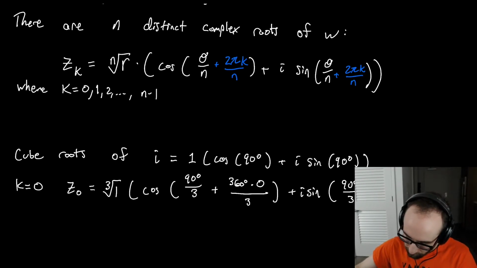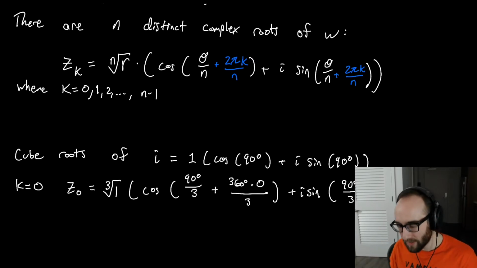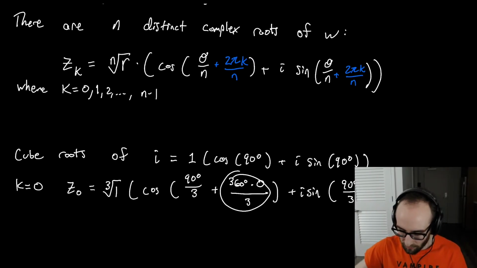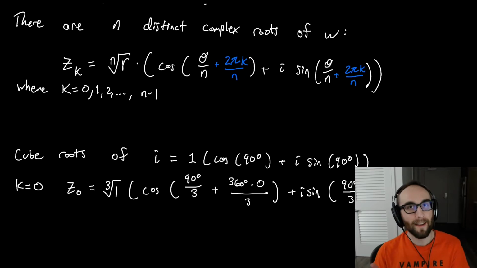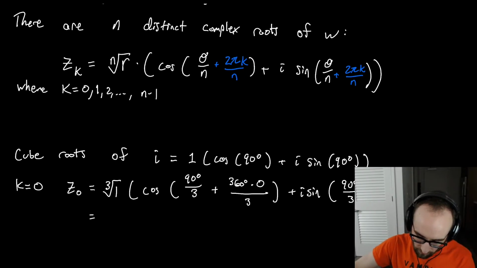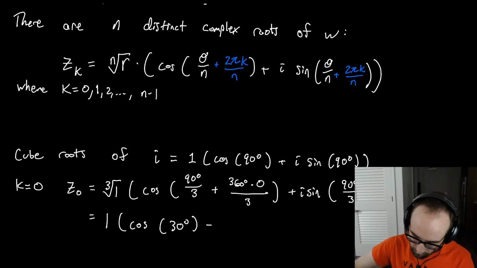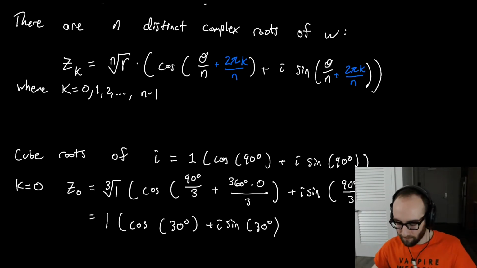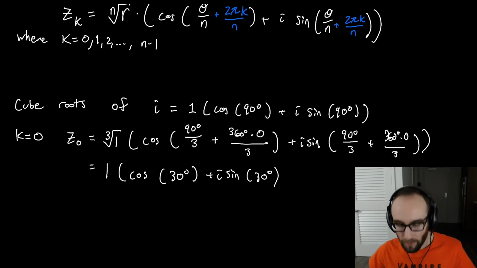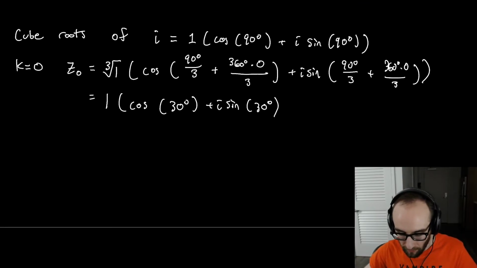Okay, so here you can see the second part is just going to be equal to 0 because k is 0. So when we simplify, we end up with a magnitude of 1 and an angle of 30 degrees. Okay, so that's one of our cube roots. Let's take a look at another cube root.